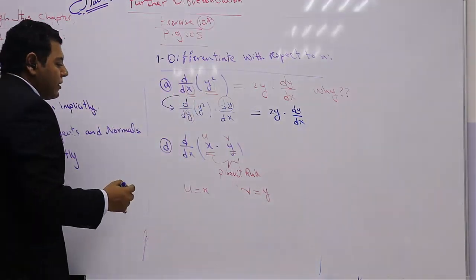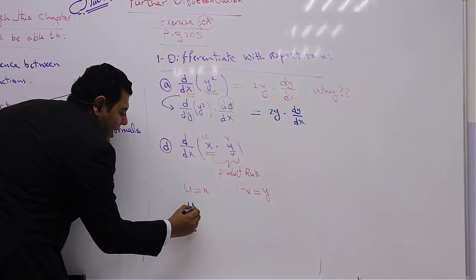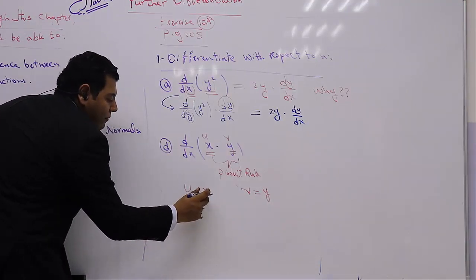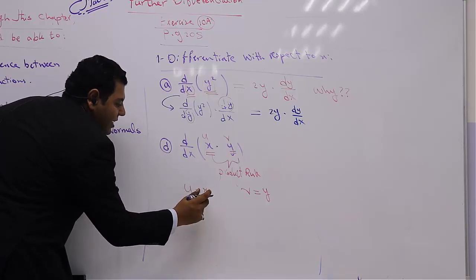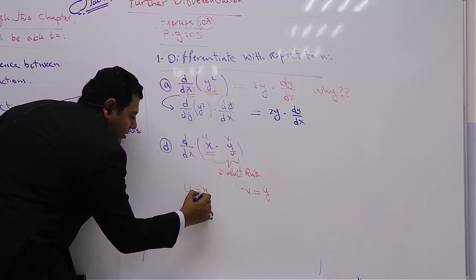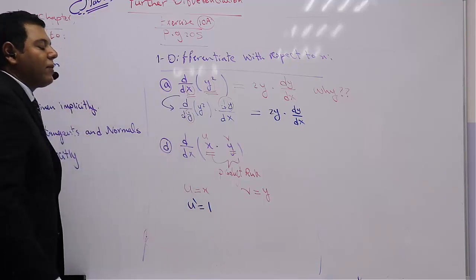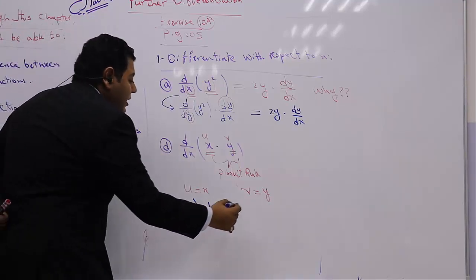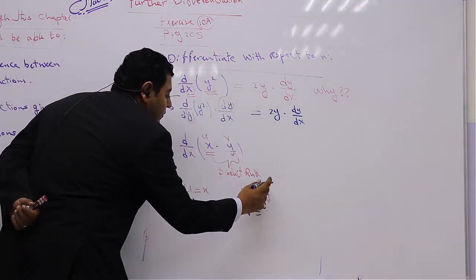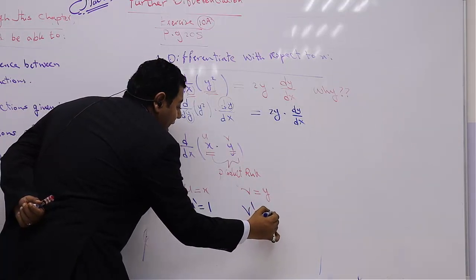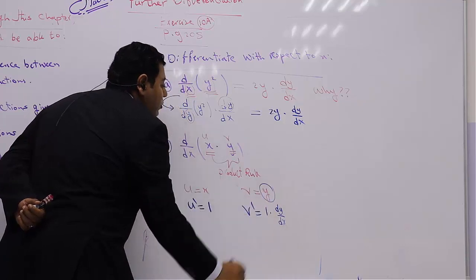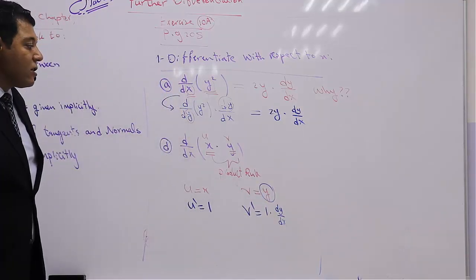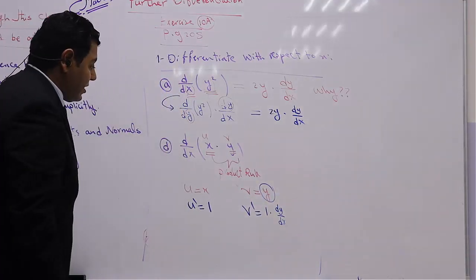Now differentiate each of which with respect to x. U dash: I will differentiate with respect to x, and the variable here is x, so it's agree. The derivative of x will be 1. To differentiate v, the derivative of y will be 1 times dy with respect to x, because I differentiate y with respect to x, so the variable disagrees.